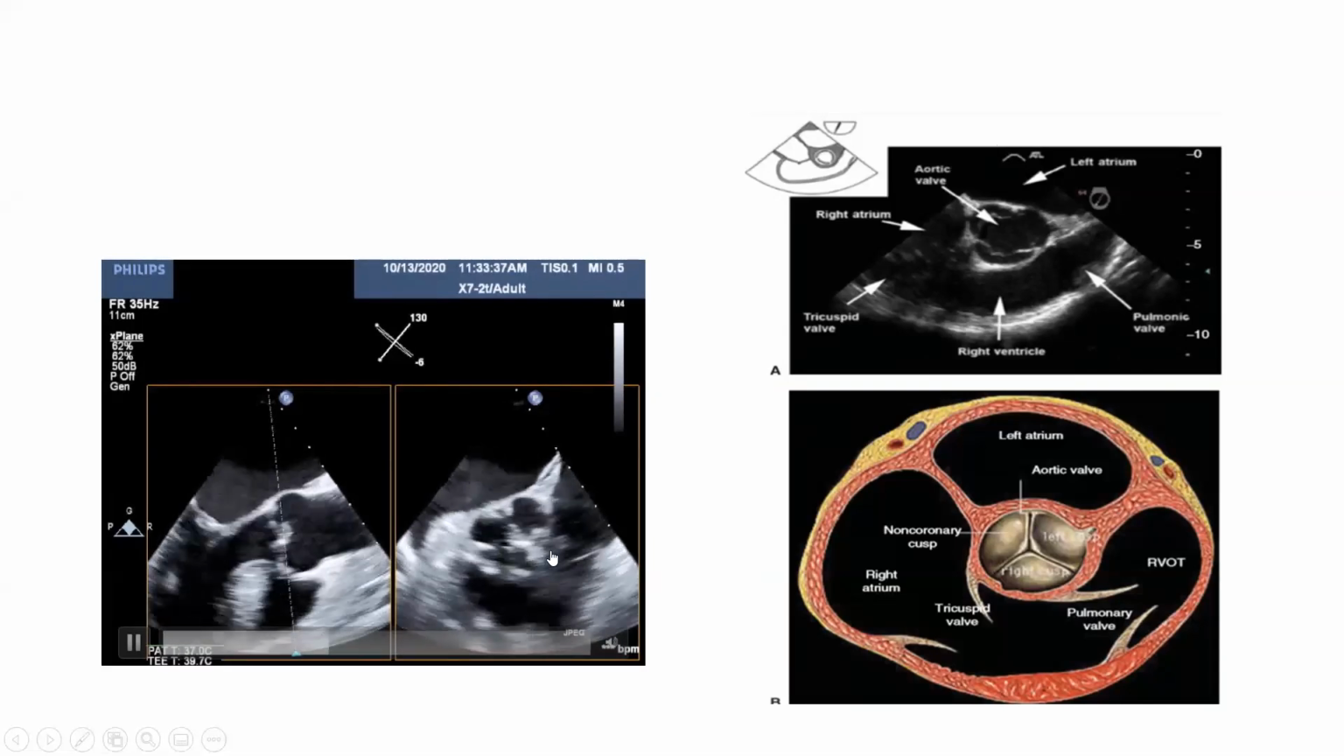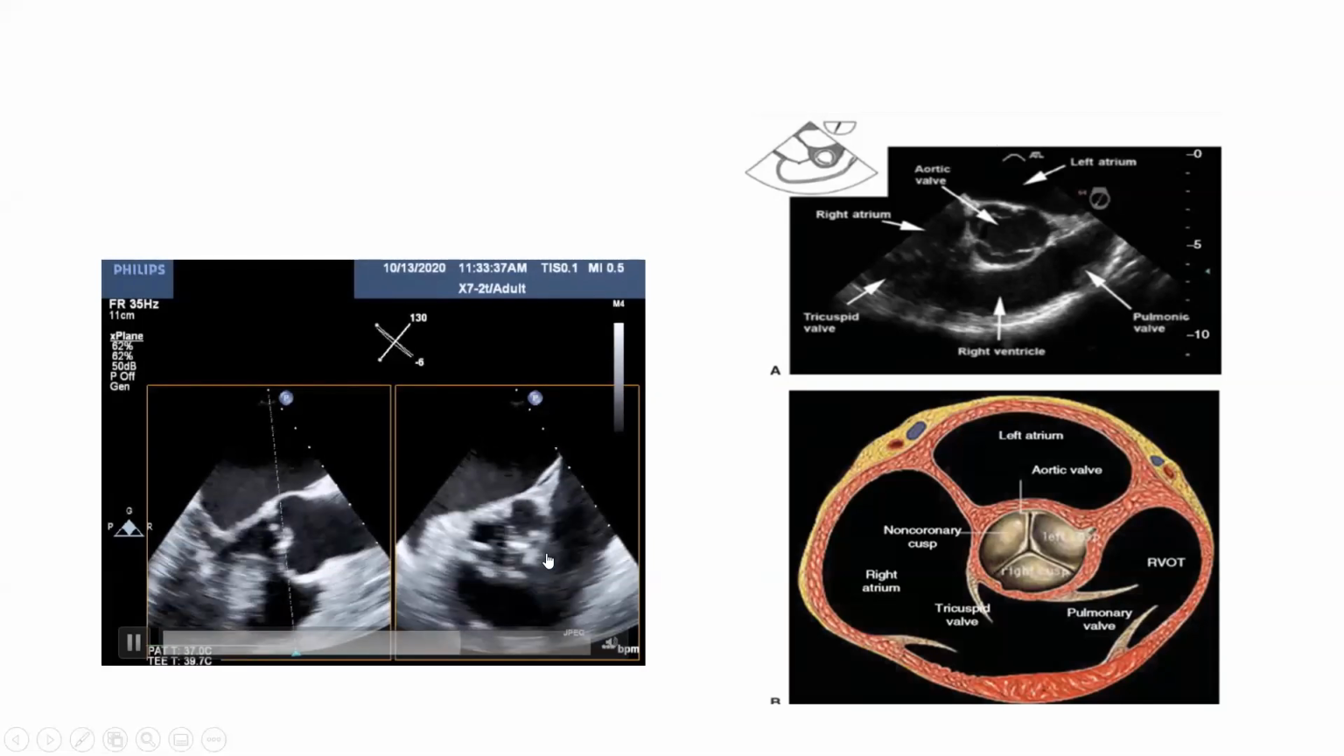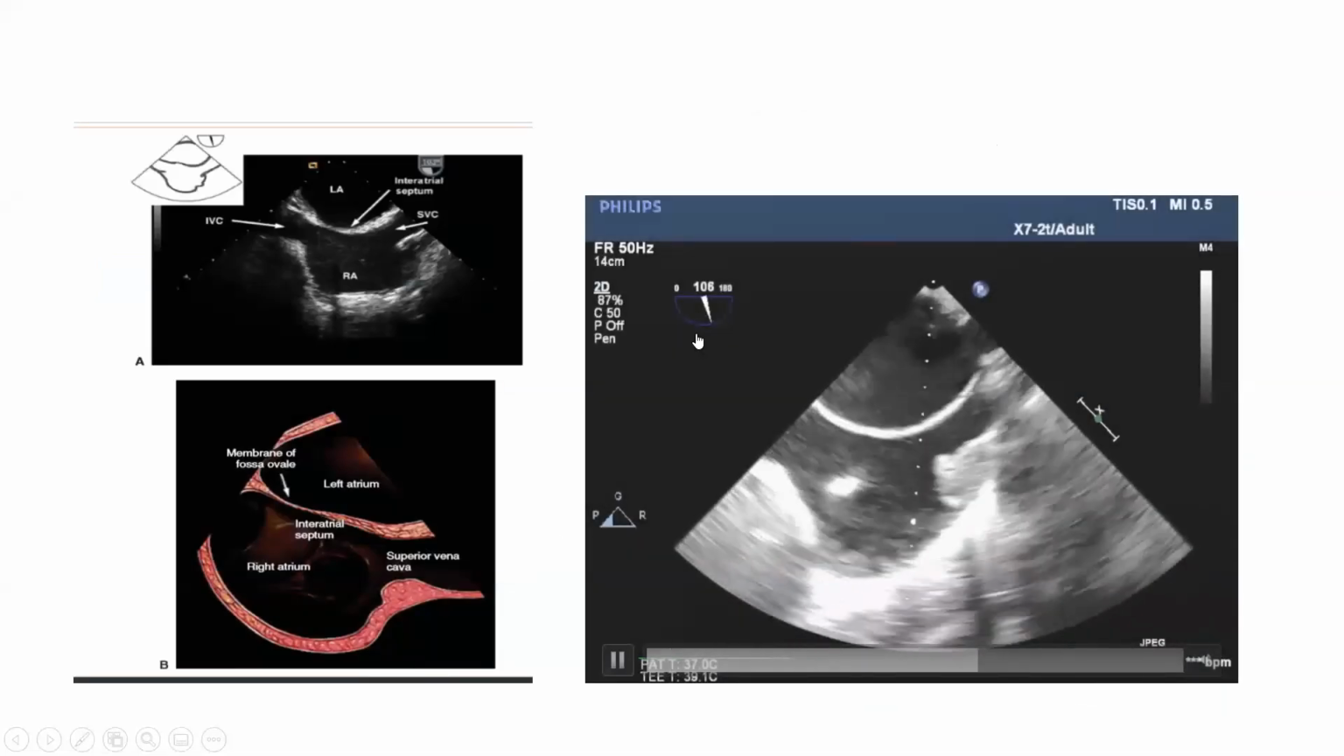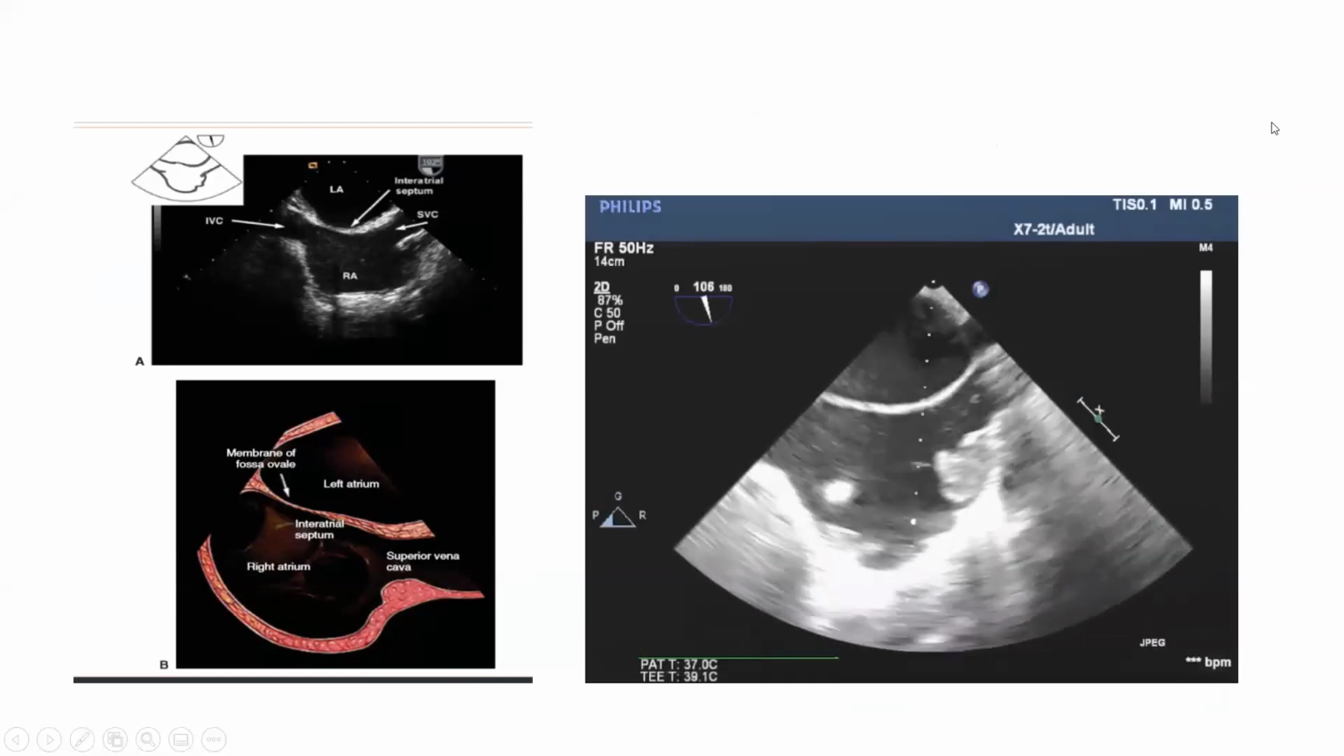Or how can I get the short axis by another way? I will go back again from 120.